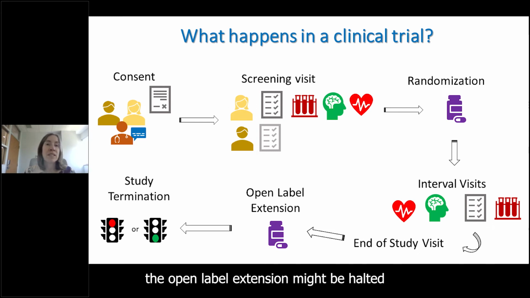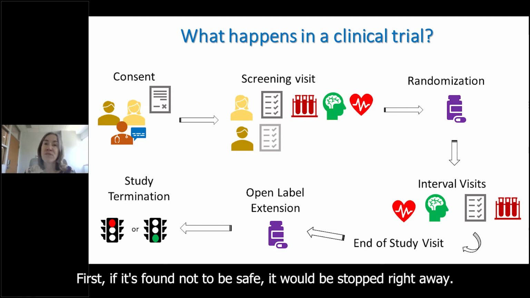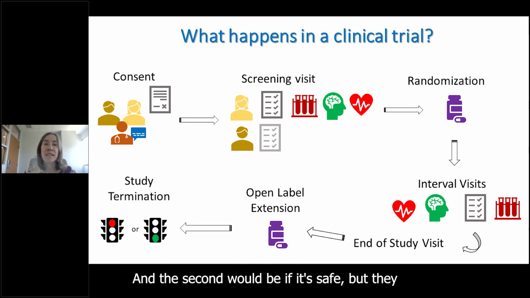Or the open label extension might be halted or stopped under one of two conditions. First, if it's found not to be safe, it would be stopped right away. And second would be if it's safe, but they then analyze the data and find out it's not effective. That information would be shared with all the participants and the open label extension would be stopped.